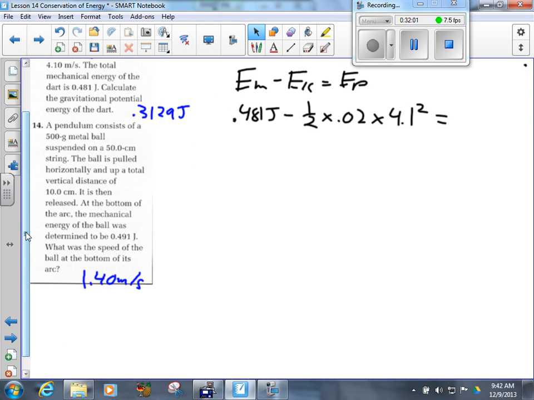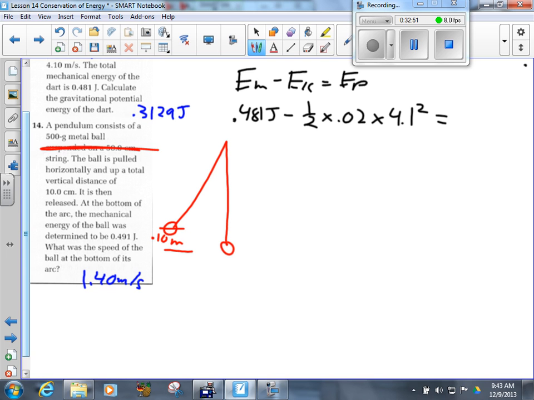It's suspended on a 50-centimeter string, which is essentially an extraneous piece of information. You do not need to know that at all. The ball is pulled horizontally up a total vertical distance of 10 centimeters. So what they're saying is, here's the pendulum at its lowest point. Here's the pendulum at the beginning of this question. It has a height of 0.1 meters. Everyone with me there? So it has what kind of energy? Potential. And it only has potential here because it's not moving yet, right? I'm holding it. I've moved it up 10 centimeters, and I'm just holding it there. So it only has potential energy.